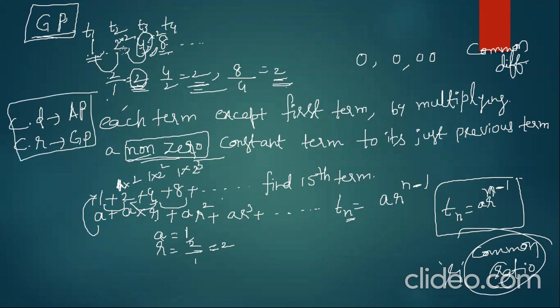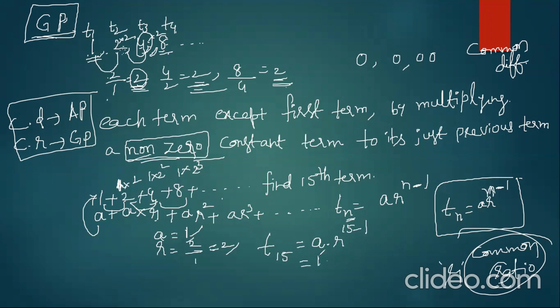Now let us observe this 15th term. You got A as 1 and R as 2. So can we write T15? How do we write it? T15 is equal to A into R to the power of 15 minus 1. Am I right?